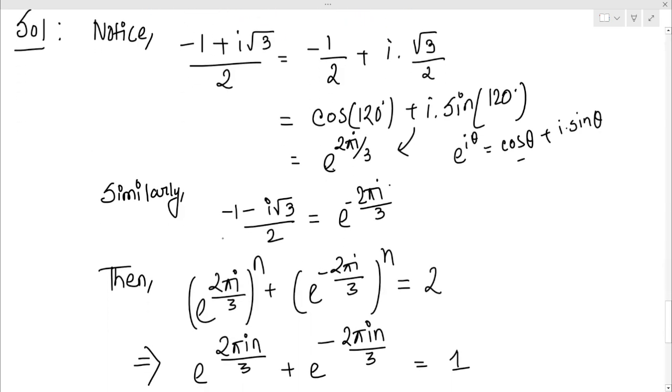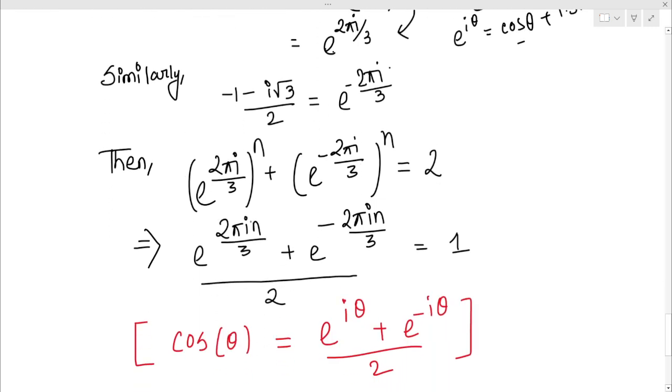Similarly, minus 1 minus i root 3 by 2 is equal to e to the power minus 2 pi i by 3. Then, using this, we can write (e to the power 2 pi i by 3) whole to the power n plus (e to the power minus 2 pi i by 3) whole to the power n equals 2. Simply take the exponent and absorb it inside by multiplying it. It gives you (e to the power 2 pi i n by 3 plus e to the power minus 2 pi i n by 3) divided by 2 equals 1.